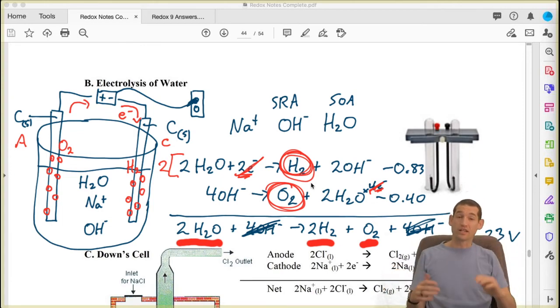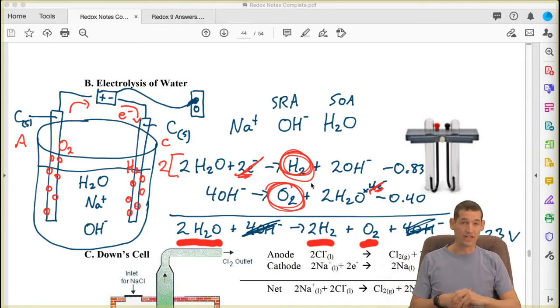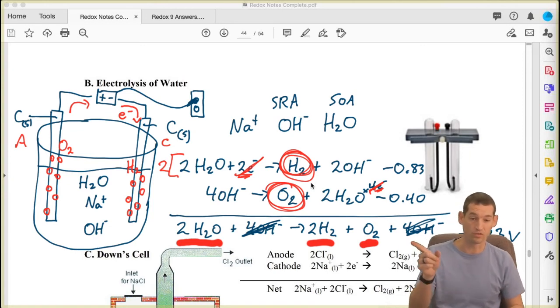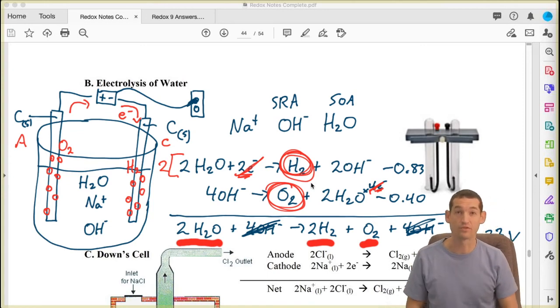So a test question might ask something like, you're looking at this thing, maybe you don't know which side is hooked up, which one's the anode, which one's the cathode, but one is producing more bubbles than the other. If you figured out the net reaction, you could figure out exactly which one was cathode and anode because one is producing twice as many bubbles of hydrogen gas as the other is of oxygen gas.